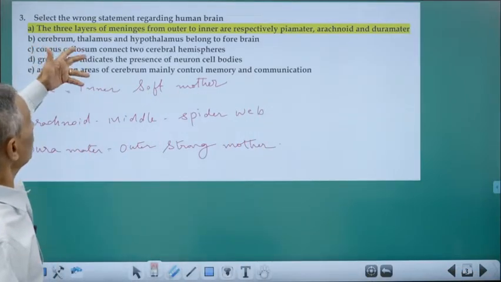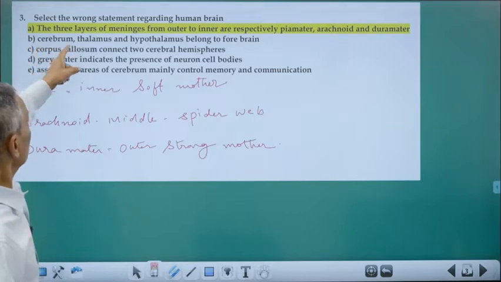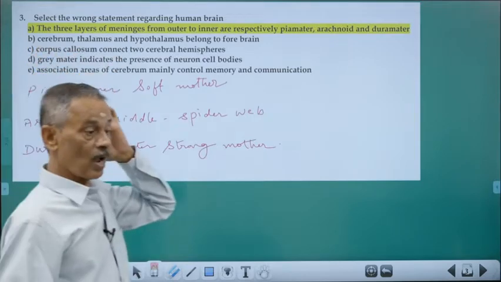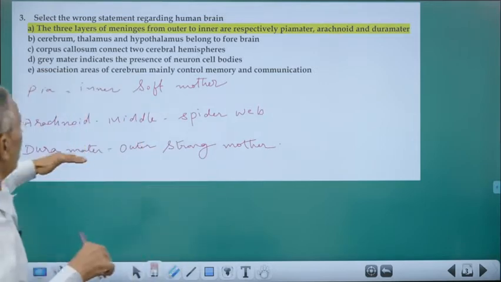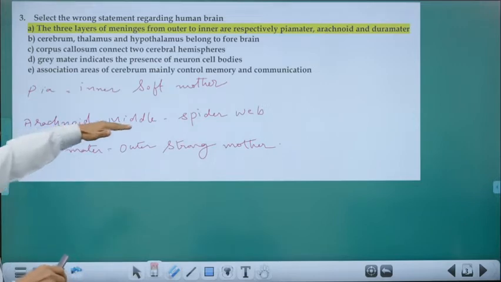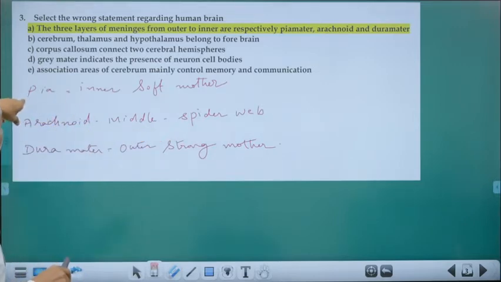The wrong statement regarding the human brain. The three layers of meninges from outer to inner layers: what are they? The outer one is the dura mater, the strong mother. The middle one is the spider web, arachnoid, and the inner is pia mater, soft mother. That is correct.